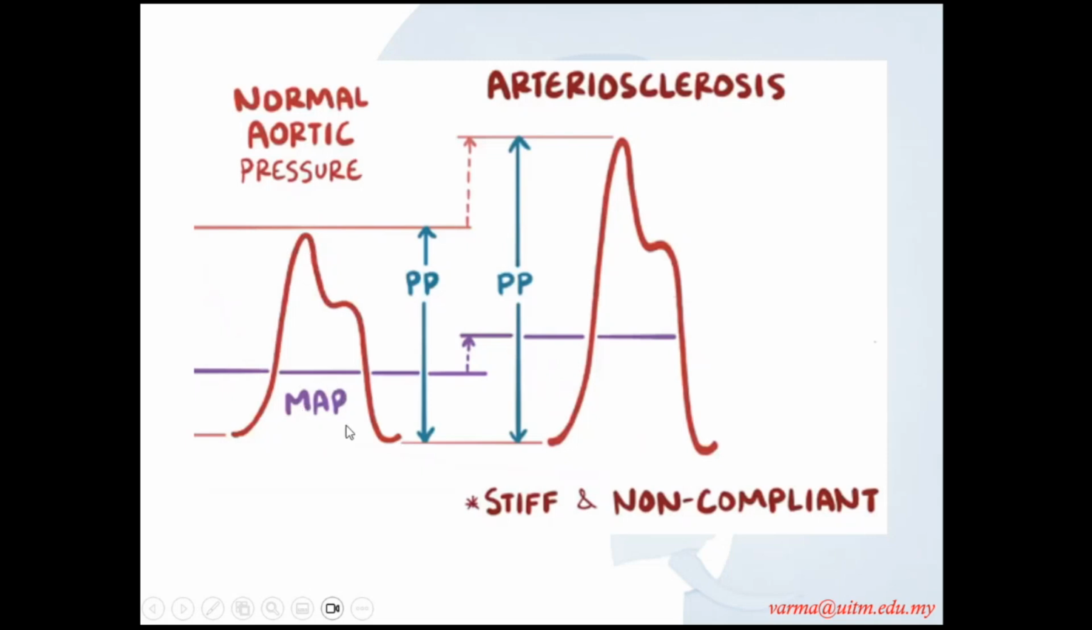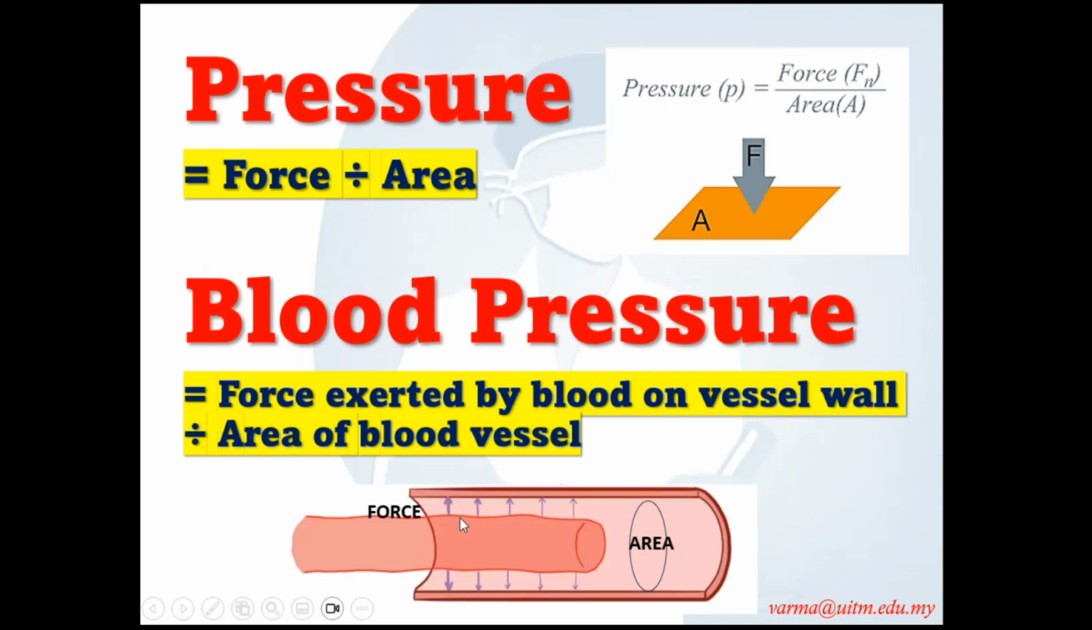So we don't have to look into this waveform now. I'll come into it later. But what I want to show you is, if you have a patient with arteriosclerosis, it means the patient's vessel wall is hardened.